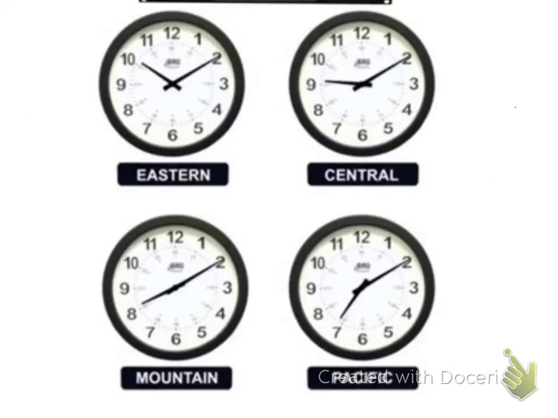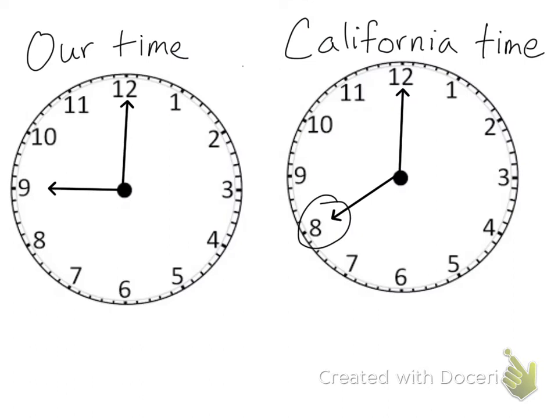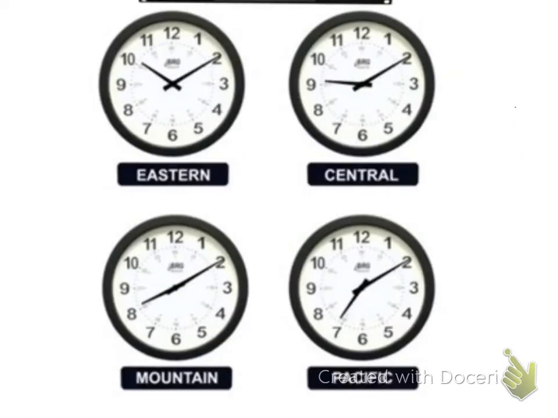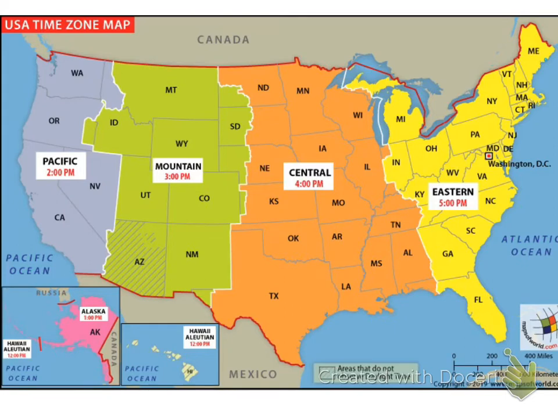There are 6 time zones in the United States, okay? 4 of them are Eastern, Central, Mountain, and Pacific. We also have Hawaiian, and I think the other one is Aleutian, which is Alaskan time zone, okay?